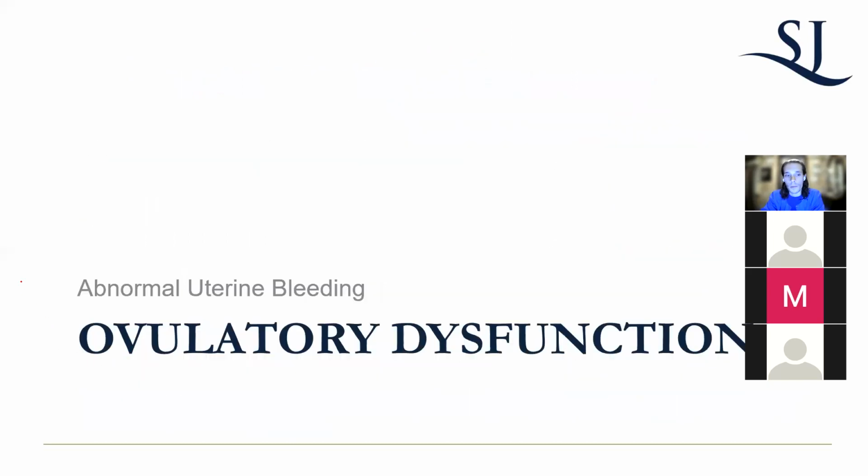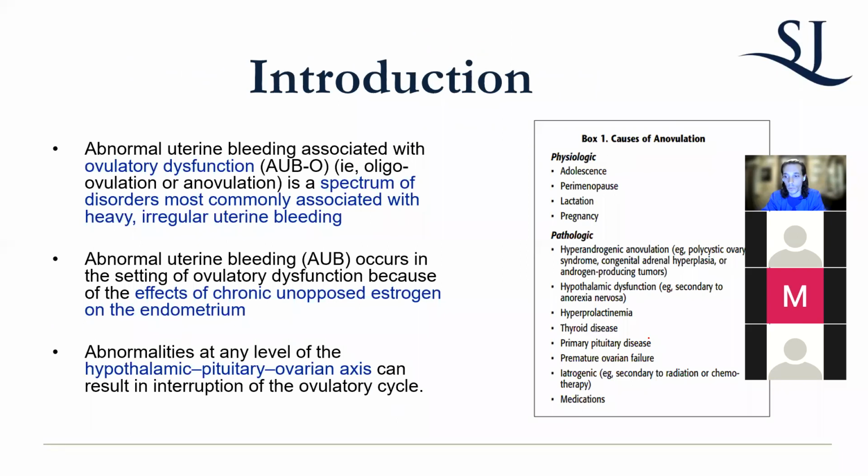Okay, so ovulatory dysfunction now has to do with when you have bleeding that is independent of your uterine corpus in terms of it having any structural problems or not.